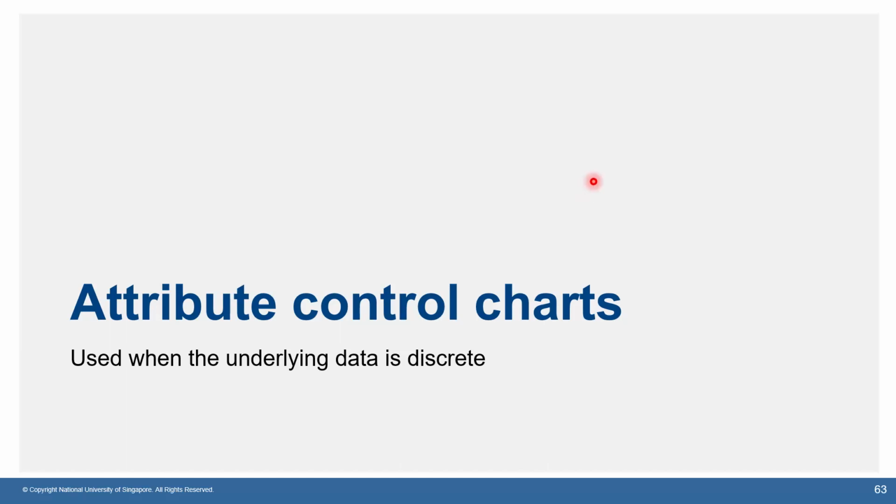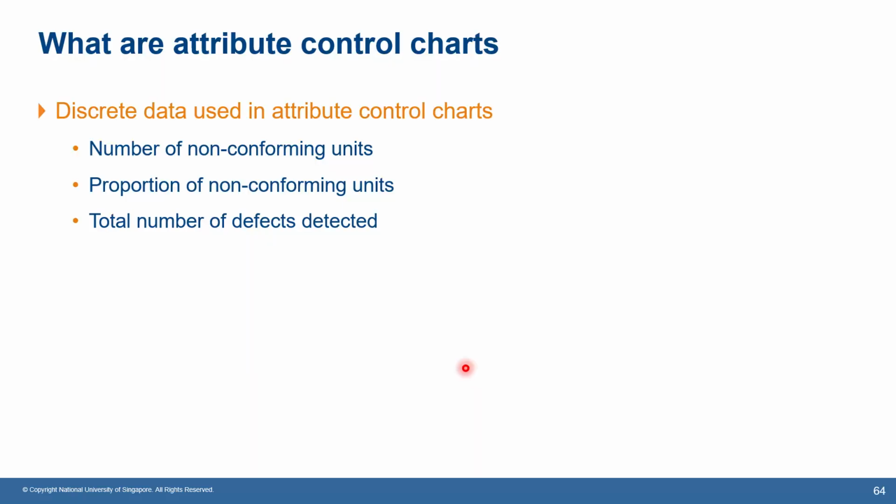So we have completed the variable control charts. Now we are moving to the attribute control charts. For attribute control charts, you should know that we use them when the underlying data is discrete in nature. So what are some of the types of discrete data you may encounter?